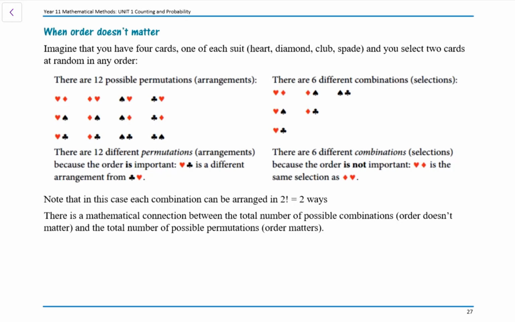Now that's in contrast with if we're looking at combinations, we don't care about order. So heart diamond is the same as diamond heart. So when we're looking at combinations, there are only 6 different combinations or selections that are possible because order is not important. Another thing that you can see is there is a difference of 2. There are 2 things that we're selecting and 12 divided by 2 is 6. So there is a difference between our permutations and combinations, but don't get caught up in that in maths methods.